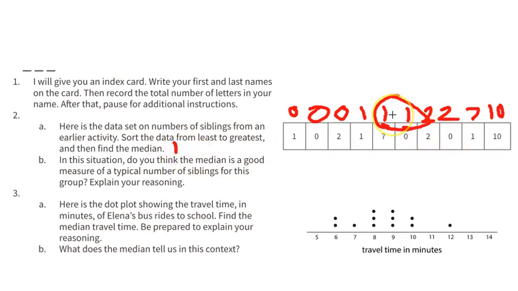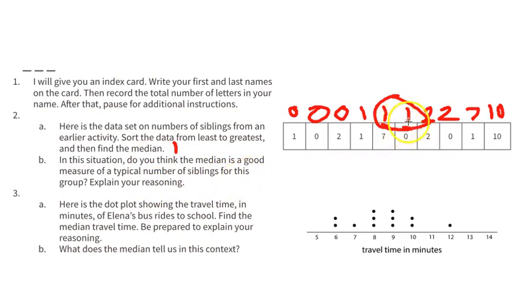So in this situation, we talked about before the mean being 2 4/10, and how that was kind of a little bit off-putting since we had so many that had 0 or 1 sibling. So now that we're saying that it's 1 for a median, do you think that the median is a good measure for the typical number of siblings in this group?